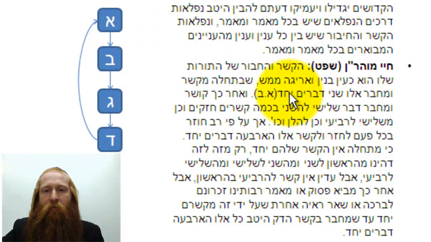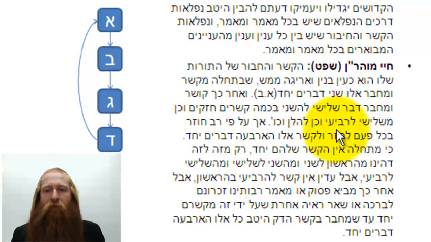Shebetchila mekashu mechaber shnei dvarim yachad. Here, for example, Aleph and Beis. In the beginning, he's going to attach two things together. And here we drew it out, Aleph and Beis. He's attaching the two things together with some arrow, with some line, with some connection between the two. V'achar kach kosher u'mechaber davar shlishi la'asheni, v'kama ksharim chazokim. And afterwards he attaches the second thing to a third thing with some very strong connections.